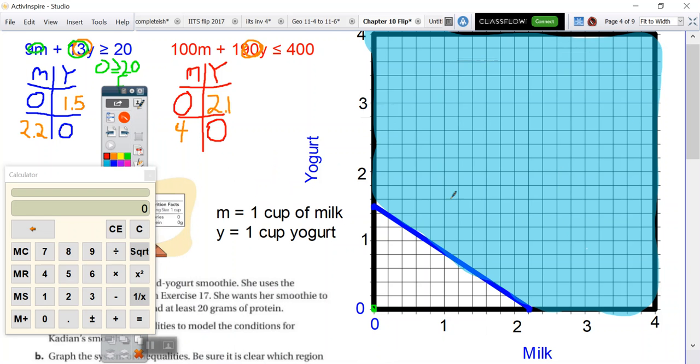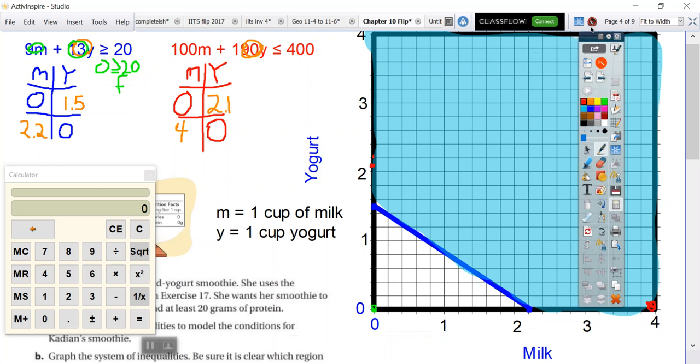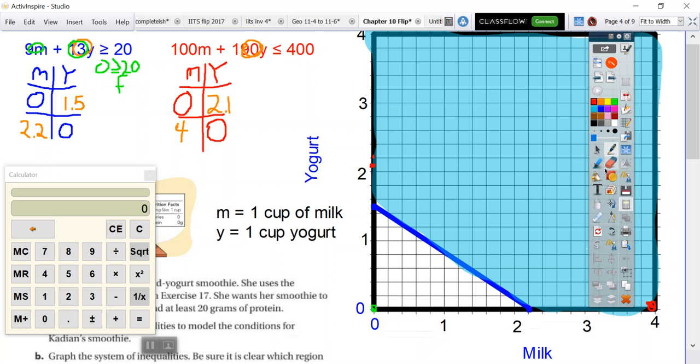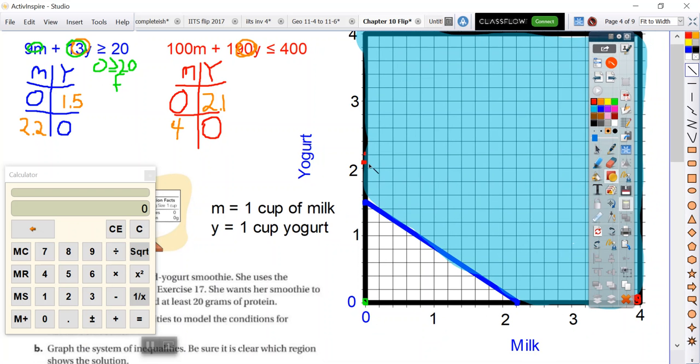All right, so 0 comma 2.1, so I go 0 over, 2.1 up, which is right. Nope, there's 2, so 2.1 will be in between 2 and 2.2. 4 over, 0 up is going to be conveniently right over here. And so we can connect the dots. And this time it's going to be red.